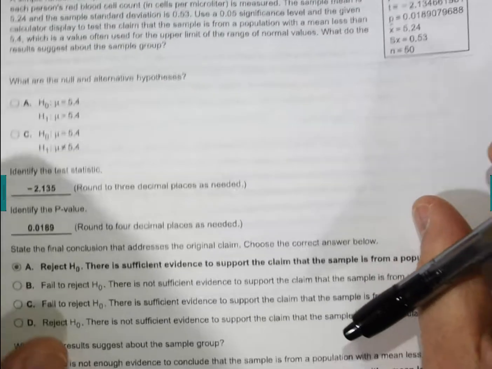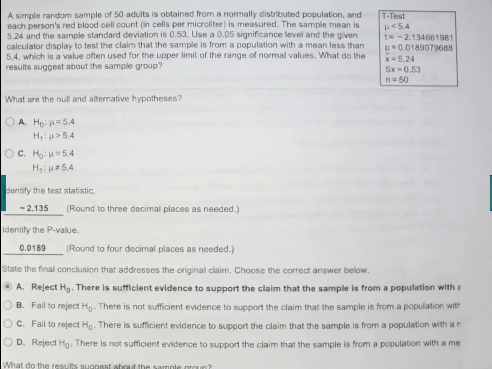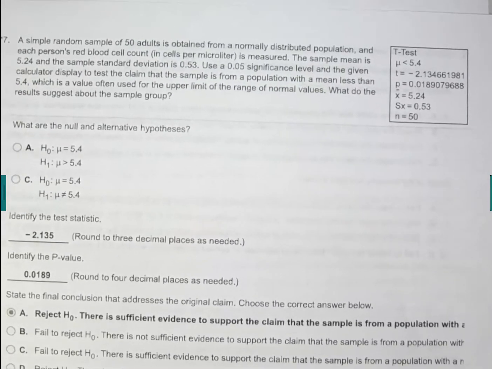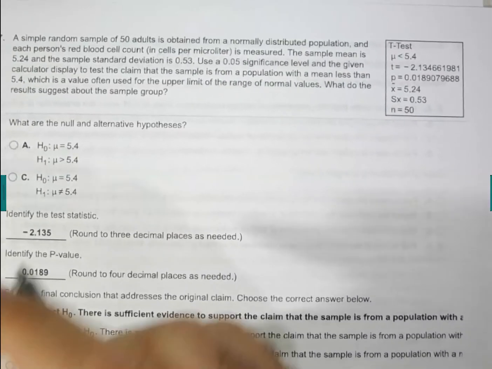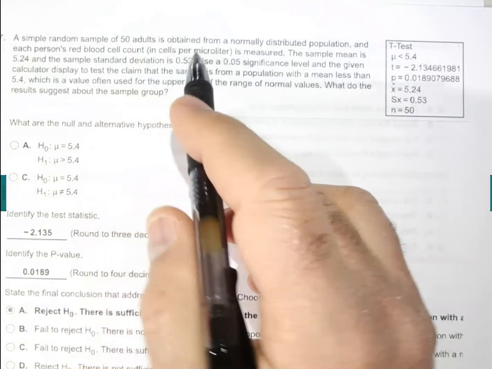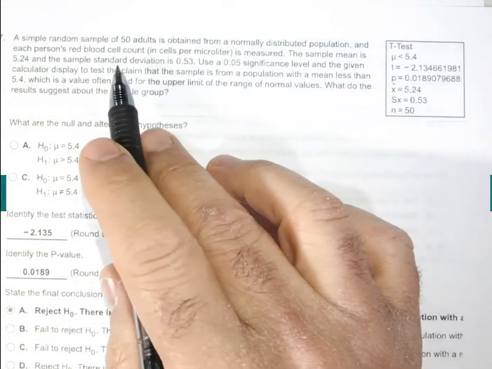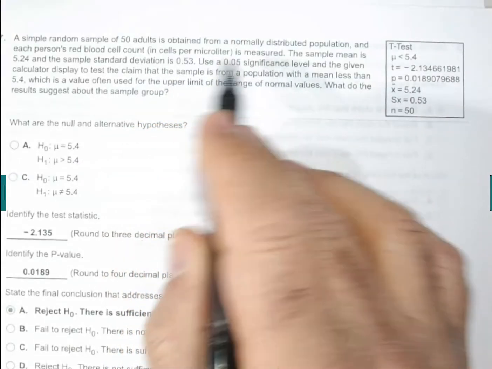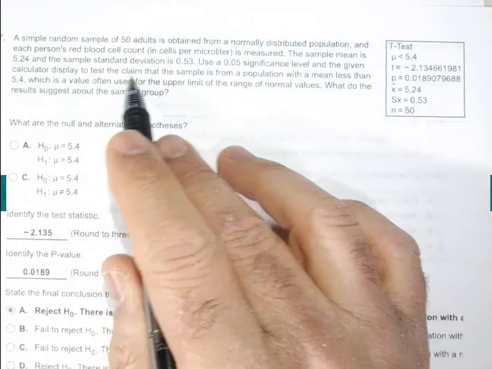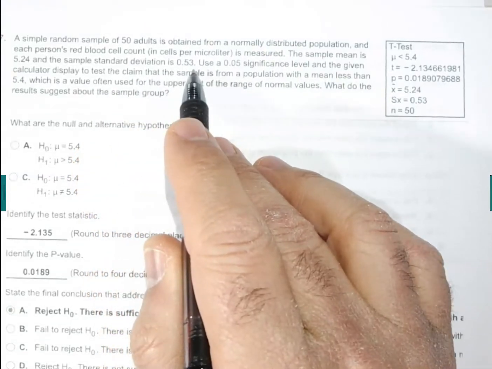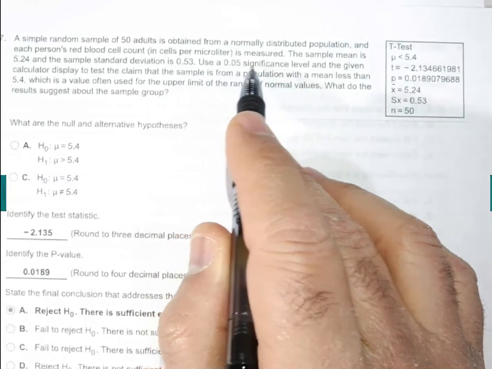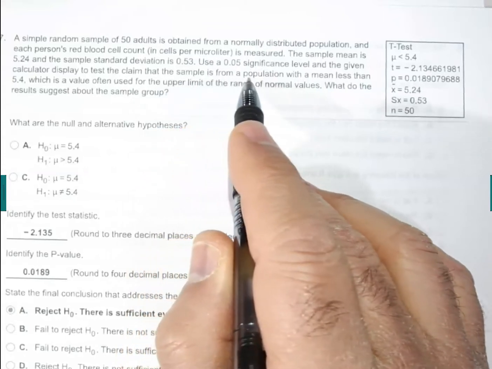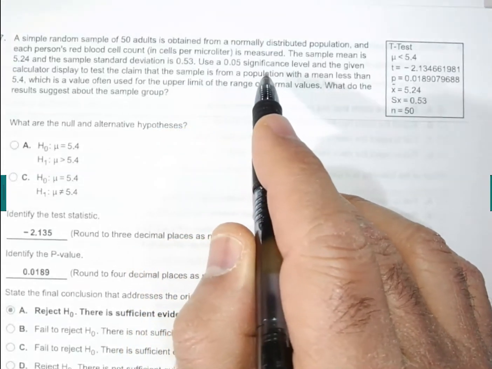Number 7. You really don't need to do much because it already gives you the output. You just have to use it to state the null and the alternative hypothesis. A single random sample of 50 adults is obtained from a normally distributed population, and each person's red blood cell count in cells per microliter is measured. The sample mean is 5.24 and the standard deviation is 0.53. Use a 5% significance level and the given calculator display to test the claim that the sample is from a population with a mean less than 5.4.